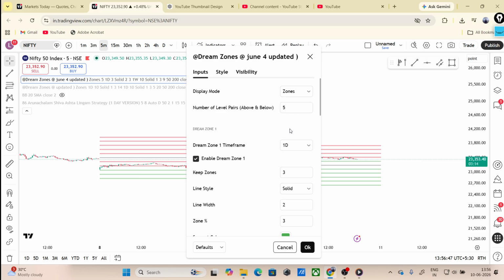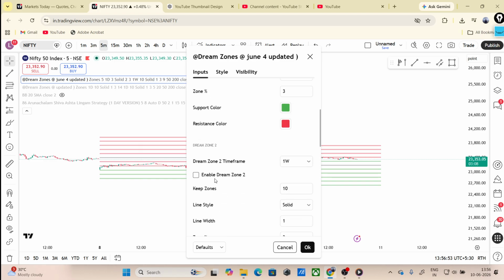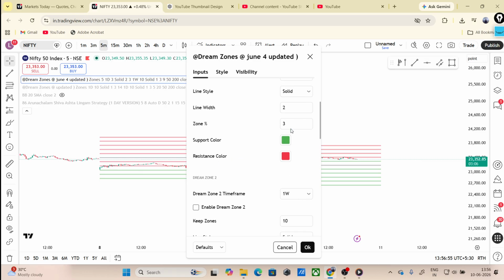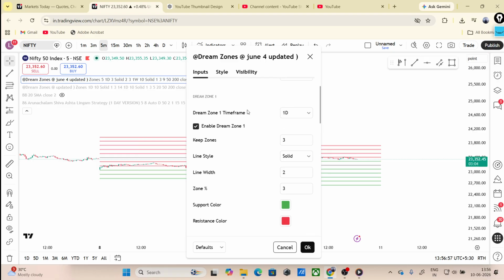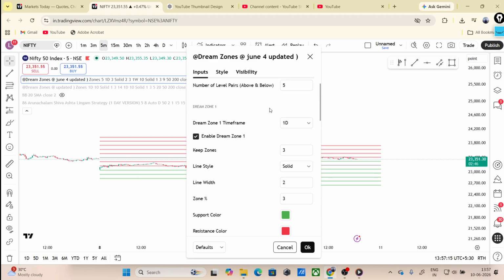Okay, let's come to the zone settings. The Dream Zone indicator has Dream Zone 1 and Dream Zone 2. Both settings are the same, there is no change. If you want two time frame zones, for example a 1 day time frame combined with a weekly time frame, or a 4 hour time frame combined with a 1 day time frame, then only you can use Dream Zone 2. Otherwise one is okay.